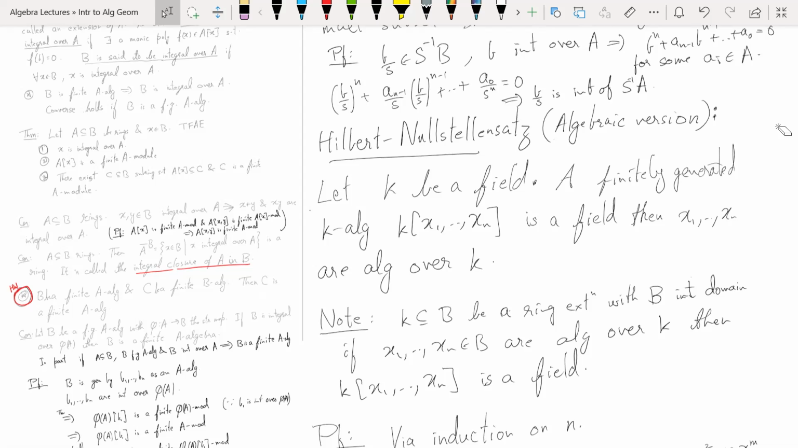Note that the converse is always true, and it's trivial. If x1 to xn are algebraic over K and they are in some ambient domain, then K[x1, ..., xn] is a field, because you adjoin the first element, and we know that this is a field. So you get a finite field extension. This is from field theory. So the converse is trivial from field theory.